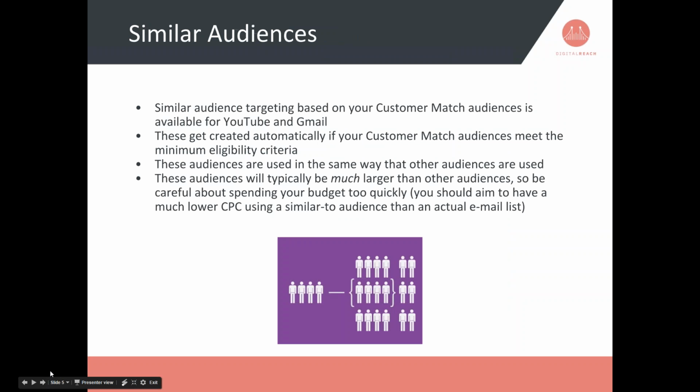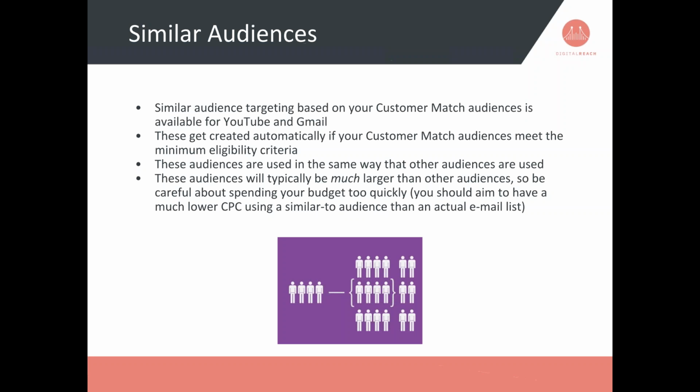All right. Next thing here I want to go into, which I've actually mentioned quite a few times, maybe I should have put this slide earlier, but when you upload your list of users, that list is only going to be targeting the users that are actually on that list. What Google will automatically do is create what's called a similar audience, or similar to audience, where they take the demographics of the people who are on the list that you're currently targeting.